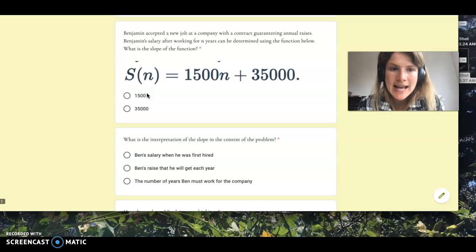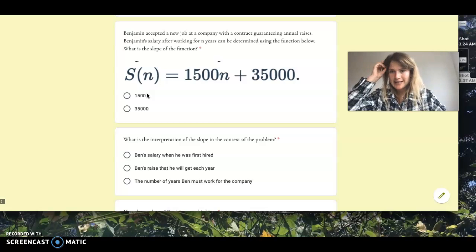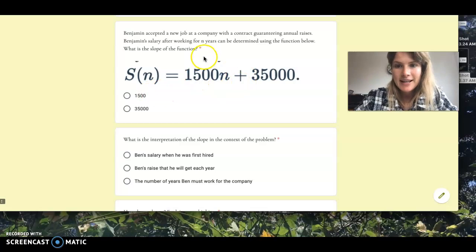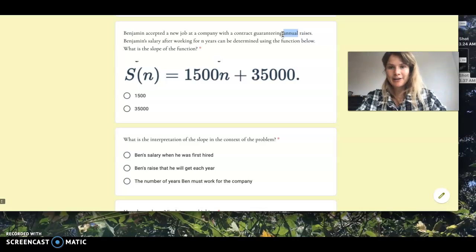So the first question says, Benjamin accepted a new job at a company with a contract guaranteeing annual raises. Okay, what does that mean? Annual means every year. So every year he'll get a raise to his salary. Every year he'll make a little bit more money at his job than he did the year before, which is pretty common for a lot of jobs.